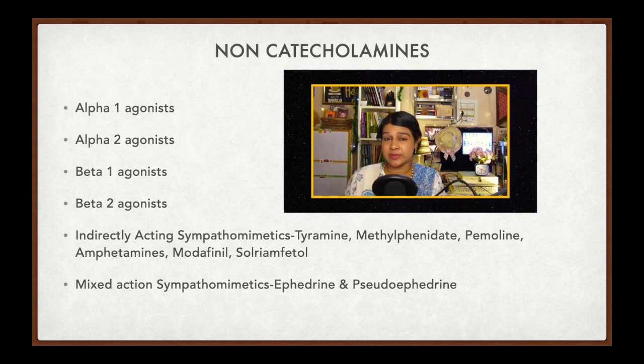Amphetamines are basically addictive substances, and they can result in tolerance and dependence. And they are basic drugs. So urinary acidification by ammonium chloride is used if their toxicity occurs. Amphetamine addicts also use sodium bicarbonate to experience the kick effect.